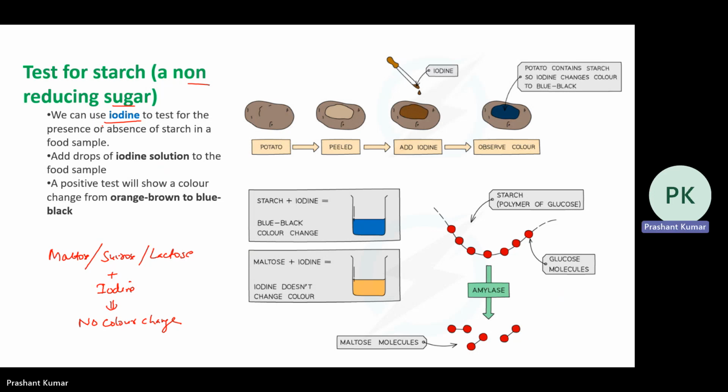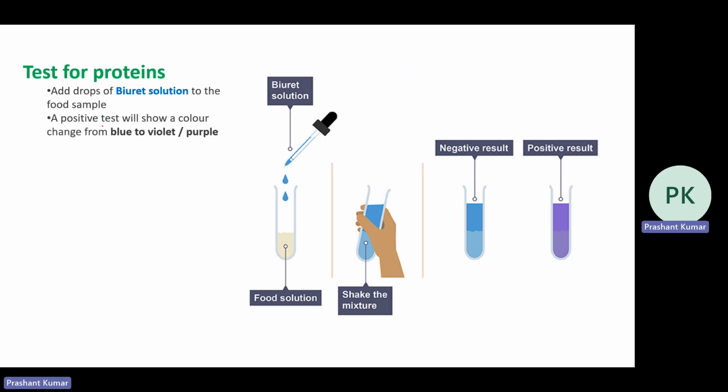Fine. Let's go to the next test. Protein test. Again, we need biuret reagent solution, and the color of the test will become violet or purple like this. Negative test is blue. So if you're getting blue color, that means it is a wrong test, or maybe the food sample is not having protein. So to give the positive test, the color should be purple or lilac, you can say.